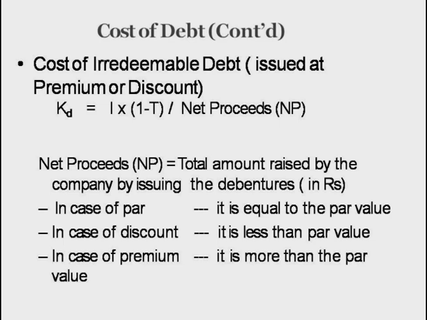When these instruments are issued at premium or at discount, we need to calculate the net proceed also. The formula would be the same as earlier, but again we divide the KD by the net proceed. So what is net proceed here? It is the total amount raised by the company by issuing the debentures. In case of par, the net proceed would be the par value. In case of discount, the net proceed would be less than the par value. In case of premium, you know all about discount and premiums, it would be more than the par value.